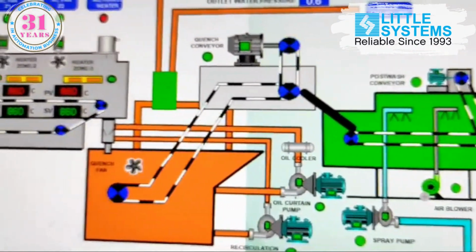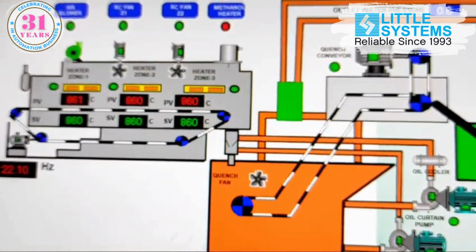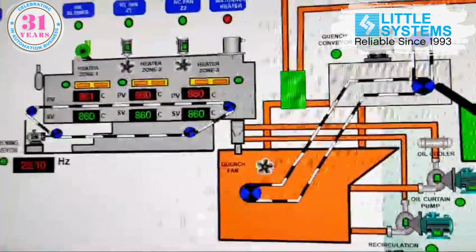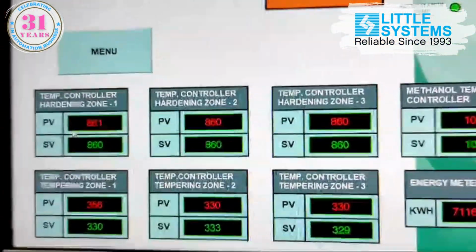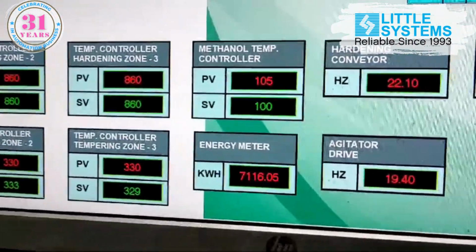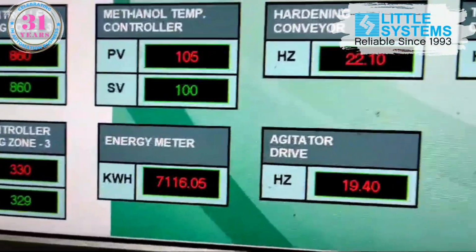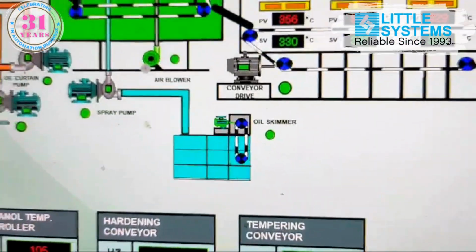is the hardening zone, where 3 temperature zones are created, and in each zone, the set value and the process value are monitored in the SCADA with the temperature being recorded. Also, there are some auxiliary recordings, auxiliary logging of the values, which will be shown.